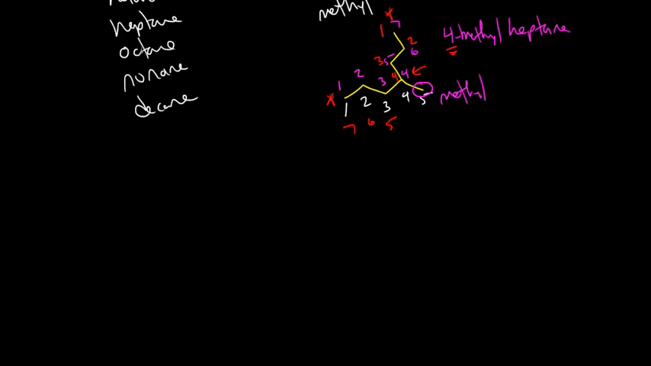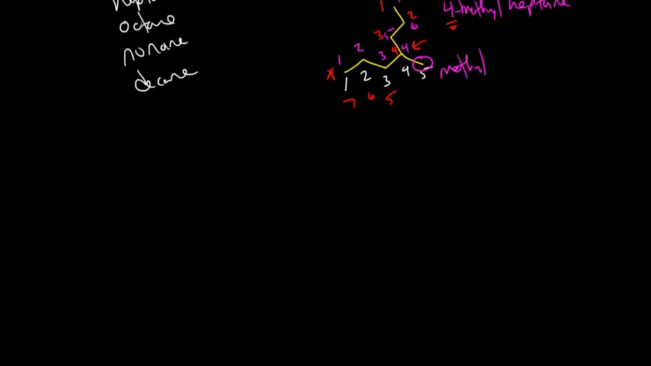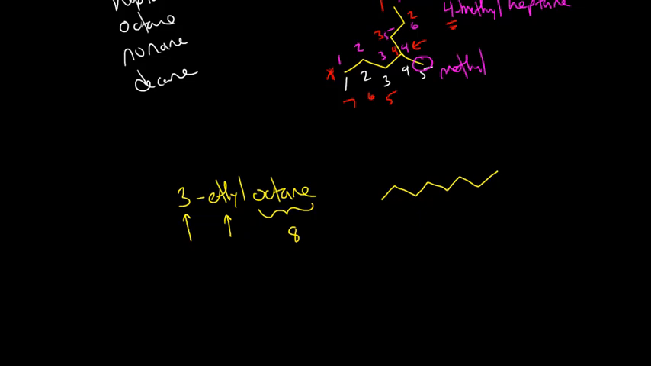So let's try one where I give you the name and we try to come up with the structure. So if we have 3-ethyl octane, okay, this means we have an ethyl group on an 8-carbon chain, and the ethyl group is at the 3 position. So let's start off by writing out our octane chain. So that's 1 carbon, 2, 3, 4, 5, 6, 7, 8. Okay, this is 8 carbons long. And we want to put an ethyl group on the third carbon.